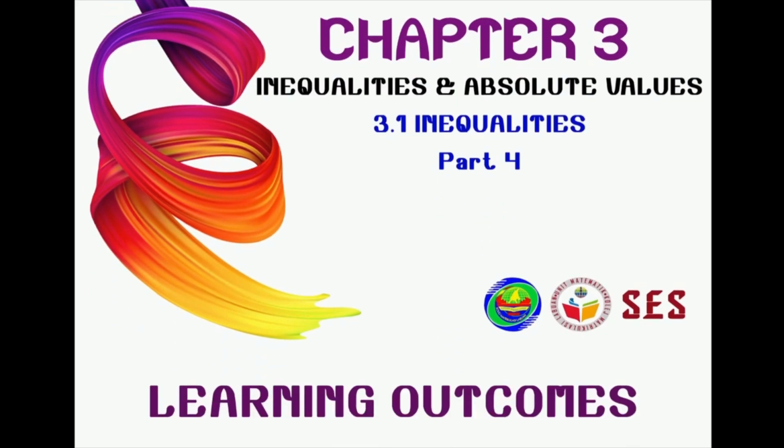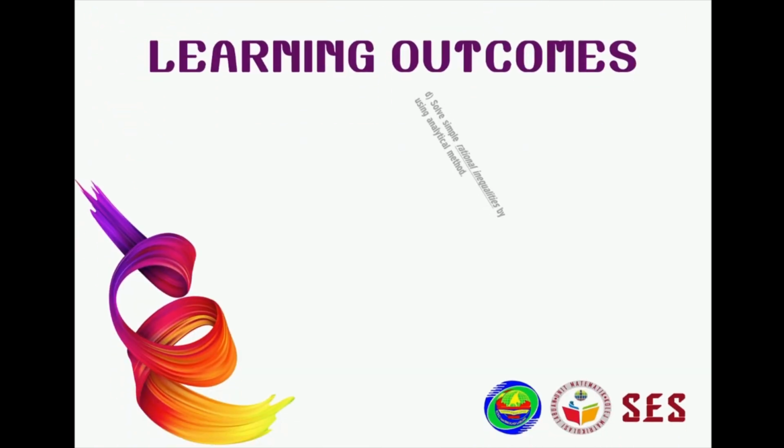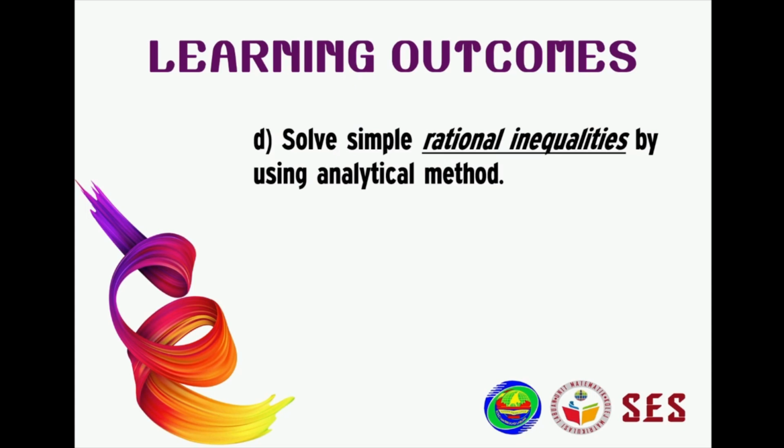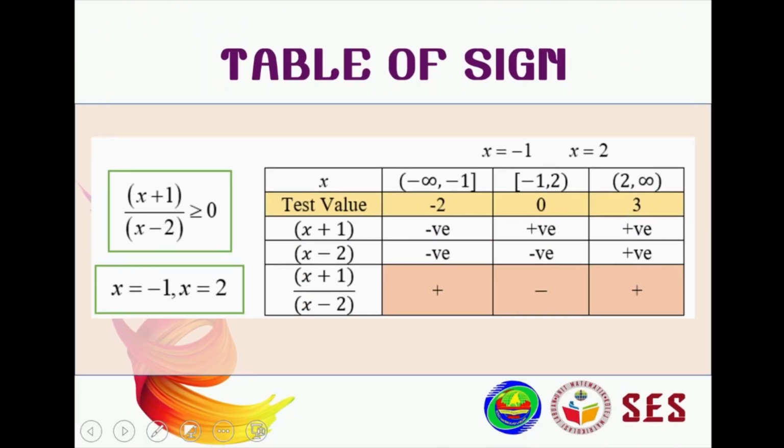So at the end of this video, you should be able to solve simple rational inequalities by using analytical method. Still, the method is still table of sign. So rational inequalities just means a ratio, means fraction. Okay, so don't freak out, it's just the normal table of sign. Okay, so this is the sneak peek.